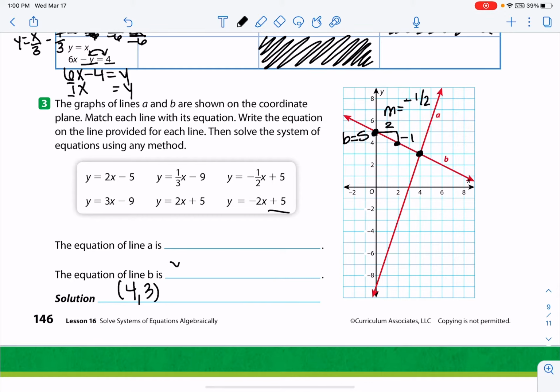The slope-intercept formula is y equals mx plus b. My m is -1/2. I got x, and then plus my b of 5. I'll subtract that. And that one happens to be here.